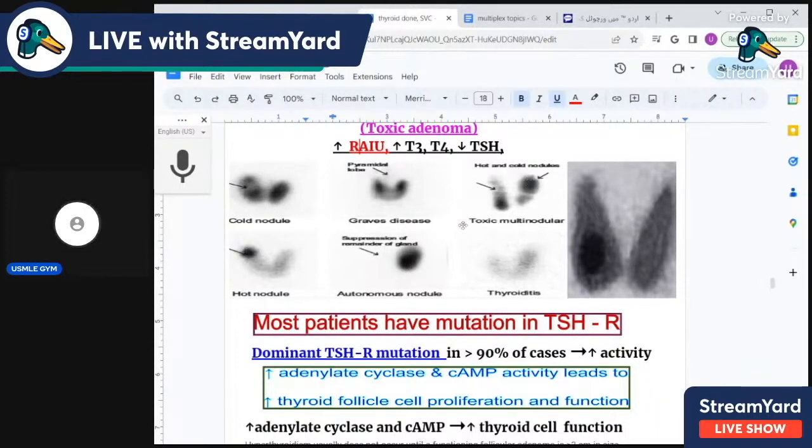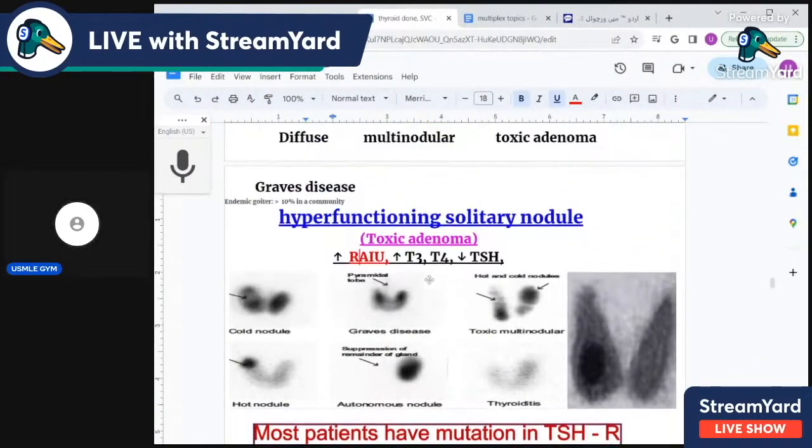This one has multiple nodules, both cold and hot. Cold takes less. This is multinodular, but hot takes more. And this one is Graves' disease, which takes uniformly increased radioactive iodine. So what's the cause of a hot nodule?